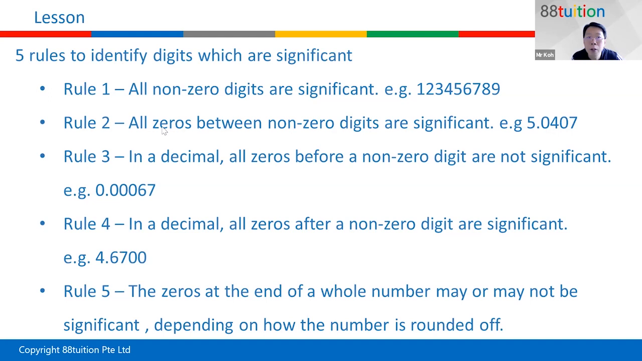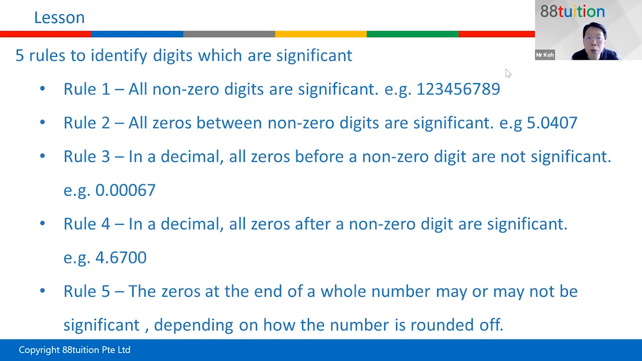So the first rule, all non-zero digits are significant. So what are non-zero digits? Things like 1, 2, 3, 4, 5, 6, 7, 8, 9, all these are non-zero digits. So they are significant. They are counted as significant figures. So in this case, if I have 1, 2, 3, 4, 5, 6, 7, 8, 9, there are 9 significant figures. Okay, we go on to the second one.